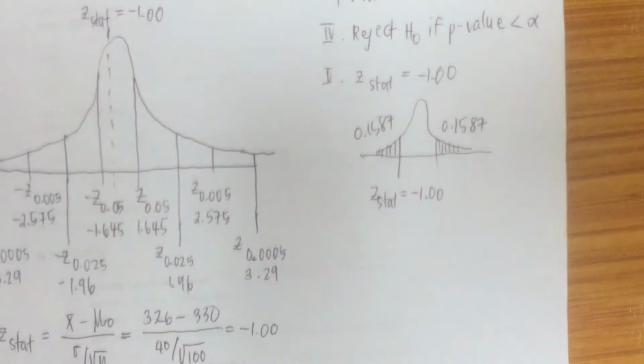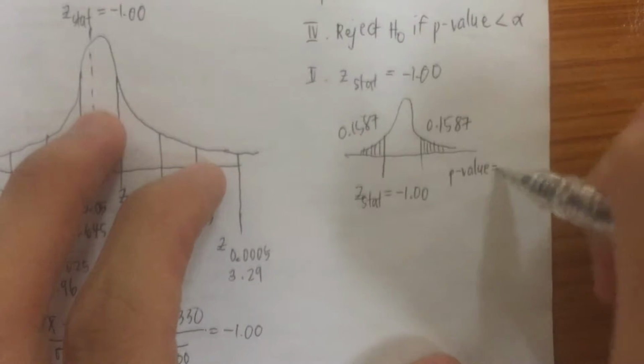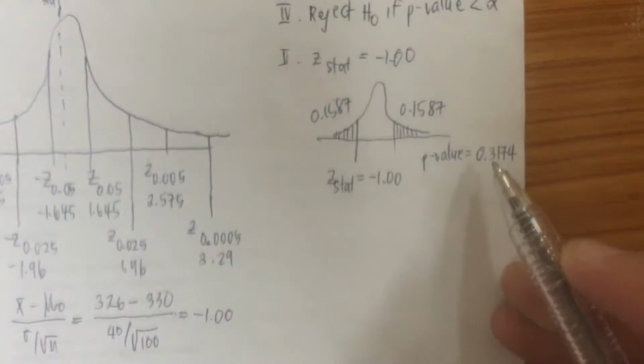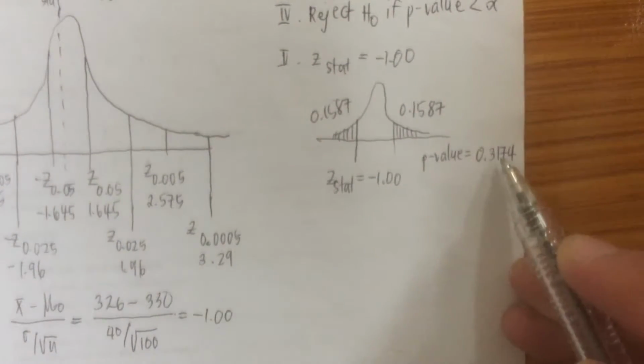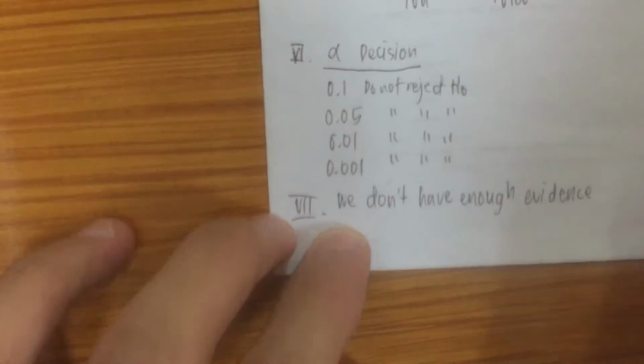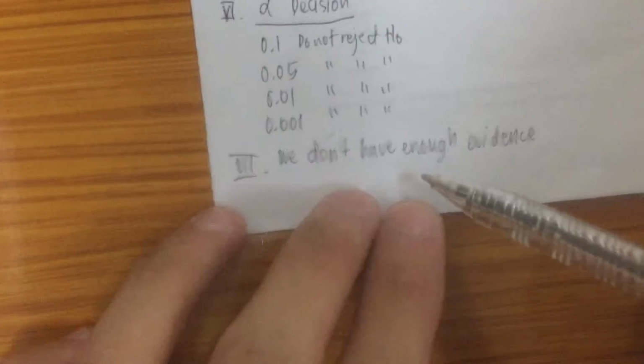So to get the total p-value, just add the two or multiply the area of one side, and we will get the total p-value, which is 0.3174. So the p-value is 31.74%. Now, if you compare this to the four values of alpha, clearly the p-value is greater than all the four values of alpha. Therefore, similar to the results of the critical value method, we do not reject the null hypothesis for all the four values of alpha. So the interpretation will also be the same.